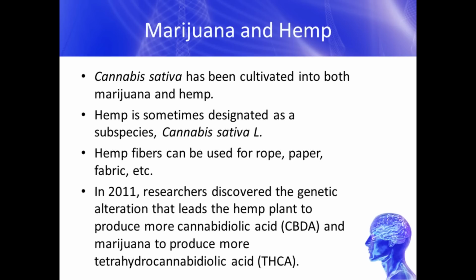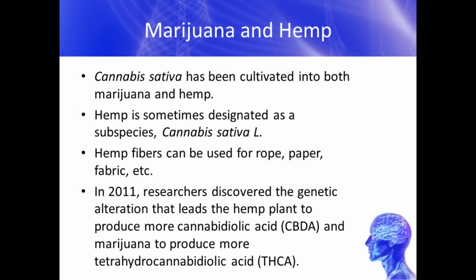Another way of thinking about the delineation in cannabis products is between the terms marijuana and hemp. Most of these two, marijuana and hemp, in the modern world are both derivations of cannabis sativa. Hemp is sometimes referred to as a subspecies of cannabis sativa. They'll put an L after it to designate it as the hemp product. Traditionally, we think of the fibrous parts of hemp as being used for rope, for paper, for fabric, sometimes made into food products.